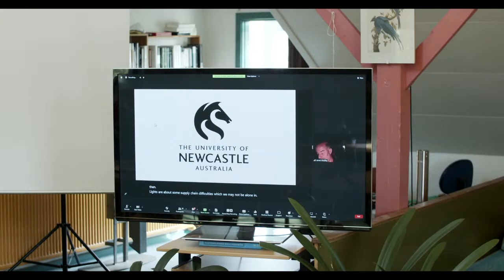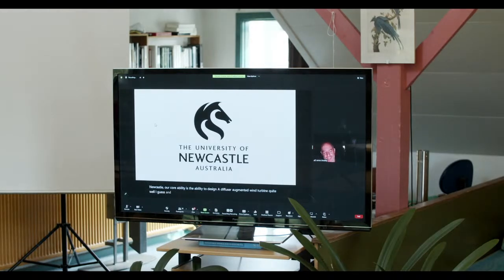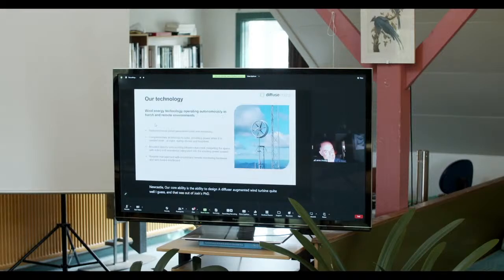So as you said, myself and co-founder Joss Kesby came out of the University of Newcastle. Our core ability is the ability to design a diffuser augmented wind turbine quite well, and that was out of Joss's PhD. So there's a photo of our little turbine there.